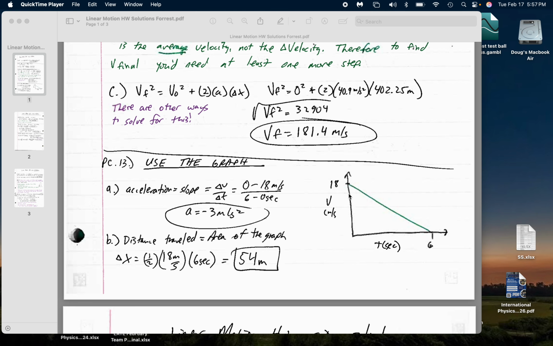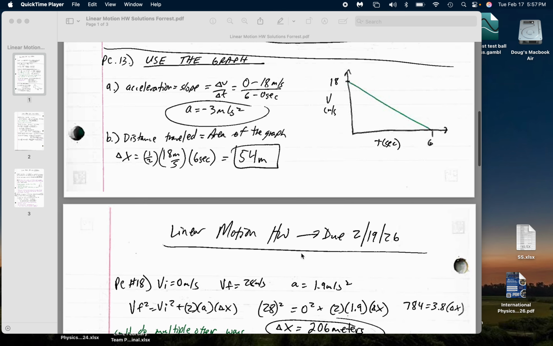To find the distance you travel, in this case we get the area of this graph. That's 1/2 height times base. 1/2 times 18 times 6 is 54 meters.